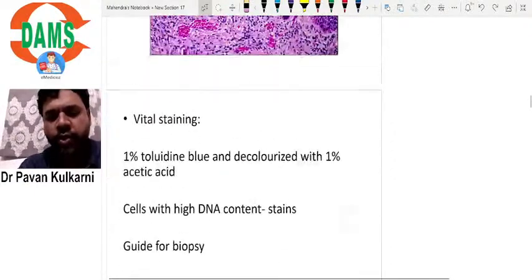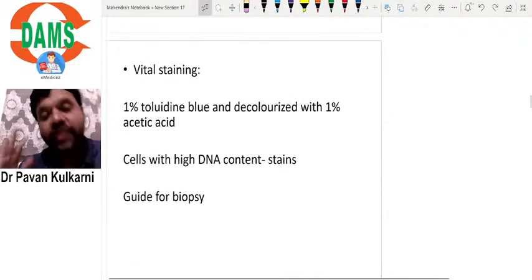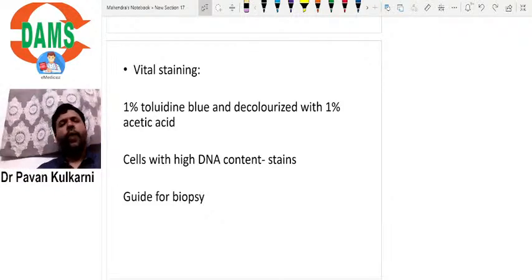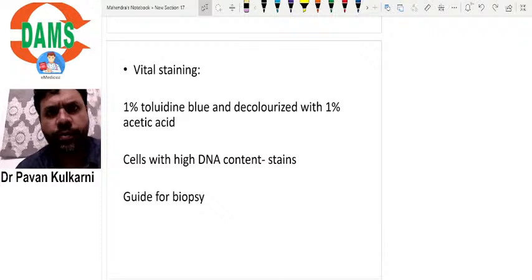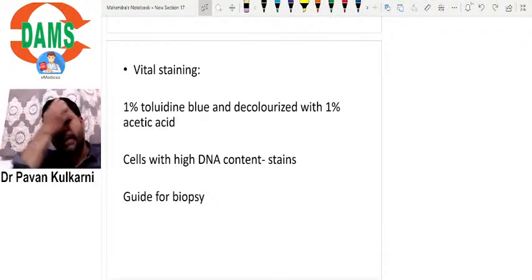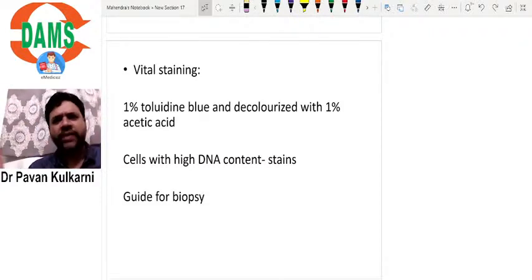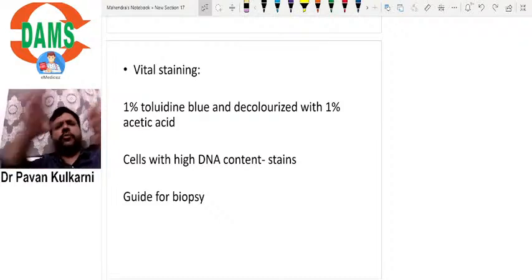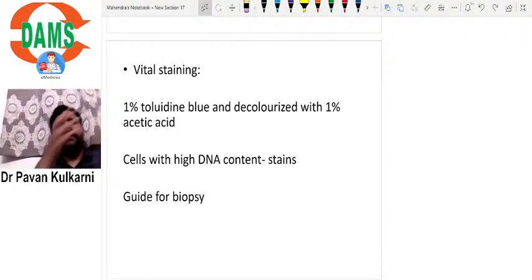Okay, now comes the question, what is vital staining? Vital staining is a very important chairside test. A patient comes to me with white patches. Now from which area do I need to do a biopsy? There's a total white patch, 4 centimeters for example. From where do I have to do a biopsy? That is decided by vital staining.